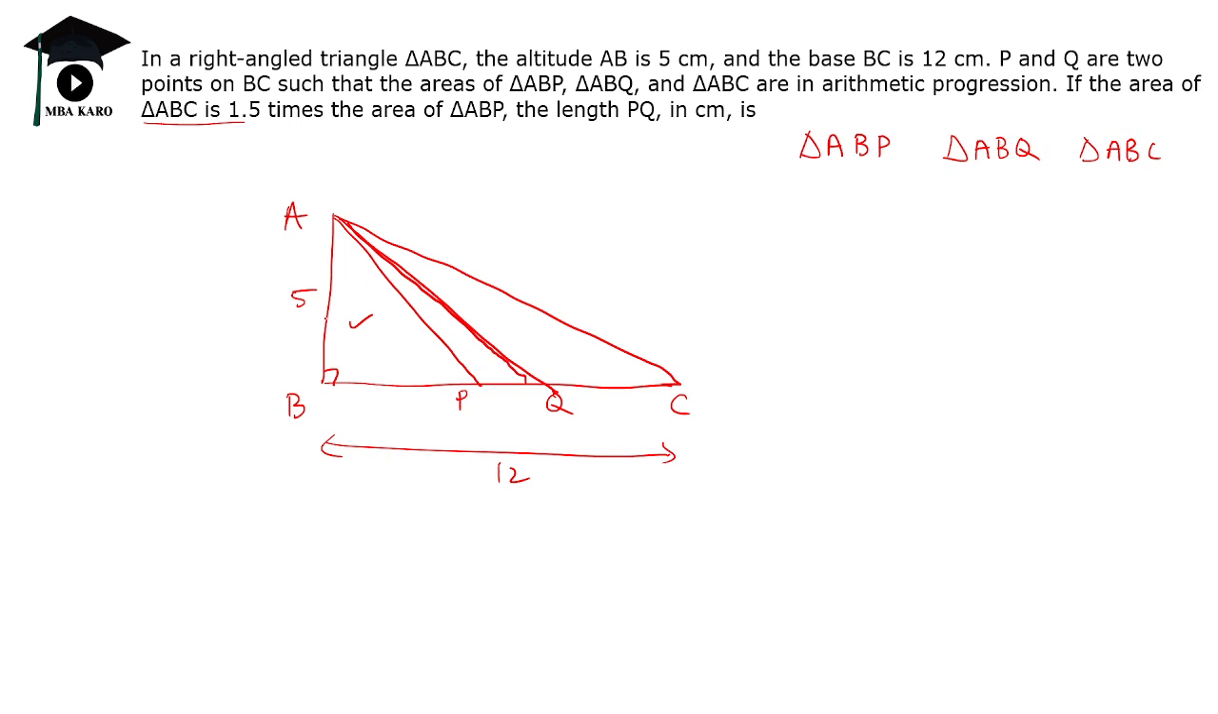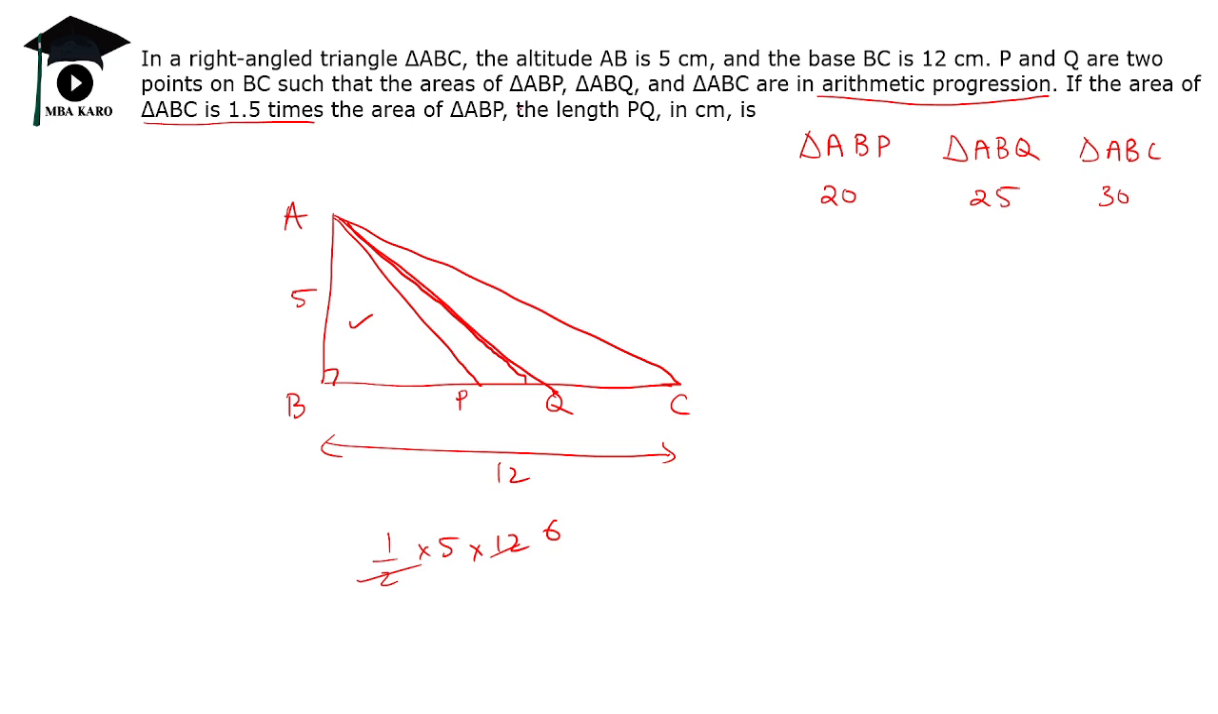So this area is half of 5 into 12, which is 30. So 30 is the area of ABC. It is given that ABC is 1.5 times ABP, so the area of triangle ABP will be 20 and the area of ABQ should be 25, because these are in arithmetic progression. So this is 25.